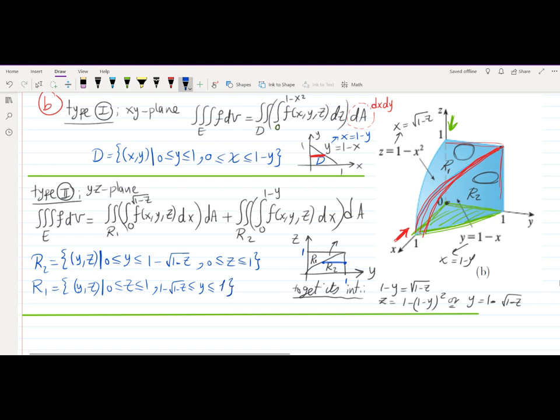Again, this is somehow a hard kind of problem. In order to evaluate or select the type of region, we have to take a look from this point to this surface, and we will find it's divided into two parts, which are R1 and R2, like this 2D figure here. And concerning region 1, it should be from 0 to root 1 minus z, and here R2 should be from 0 to 1 minus y, and then we can find this region individually.